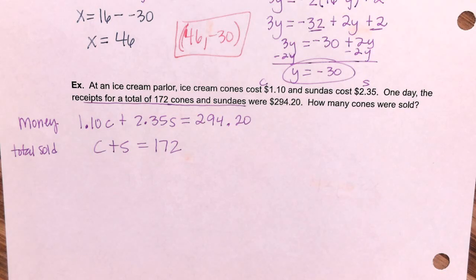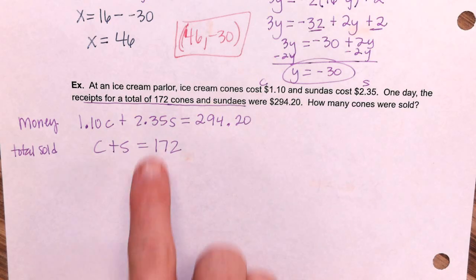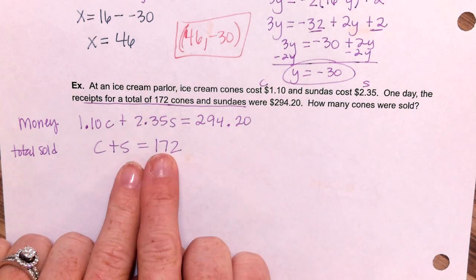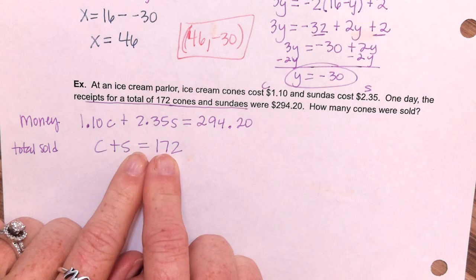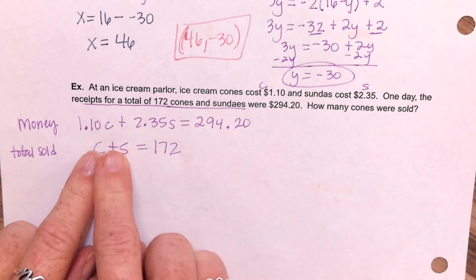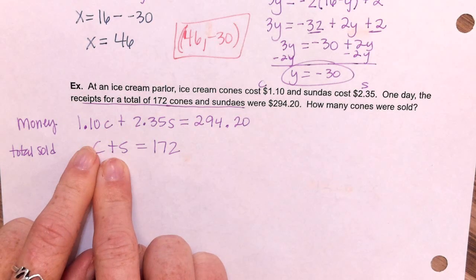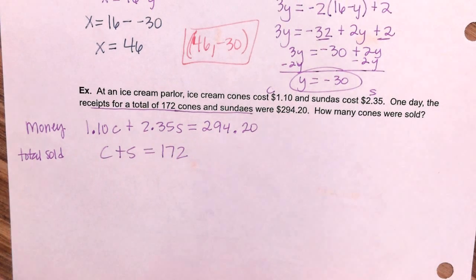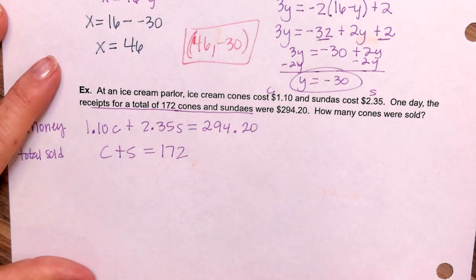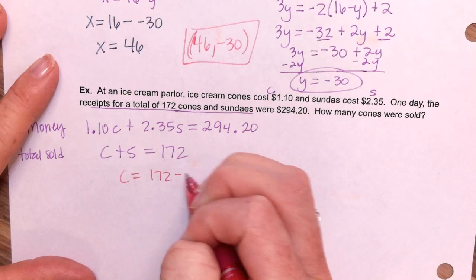They want to know how many cones were sold. Did they ask for cones and sundaes? So all I want to solve for is the cones. Yes? What is my first job? Take one of the equations and isolate a variable. Are y'all good? Which one looks easier to isolate? Definitely this one. Okay? If I solve for C, which one do y'all want to solve for? C or S? C. Okay. So C is equal to 172 minus S.